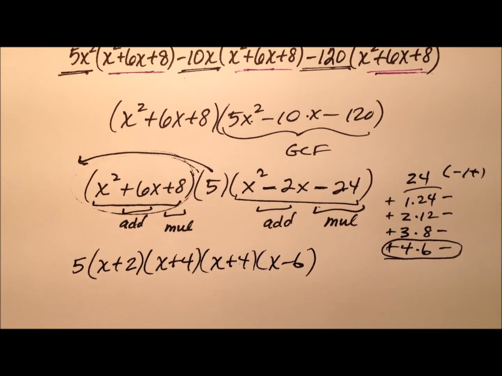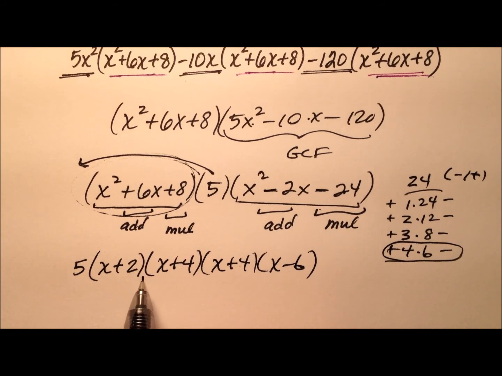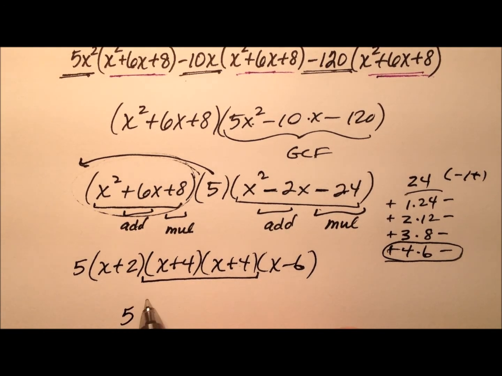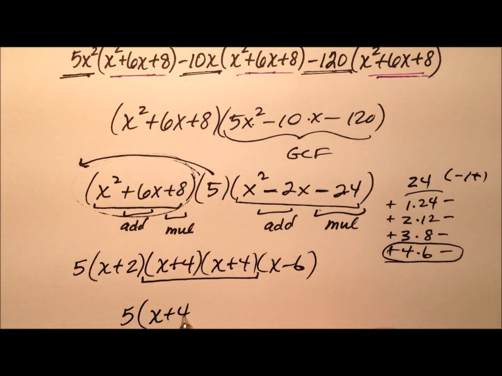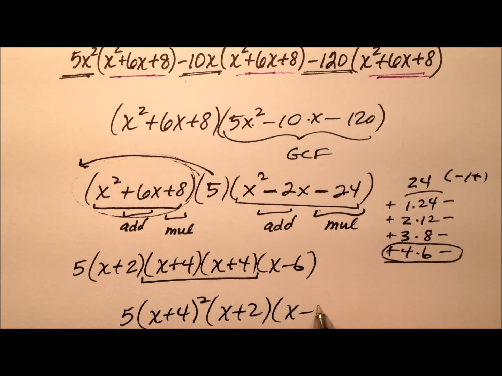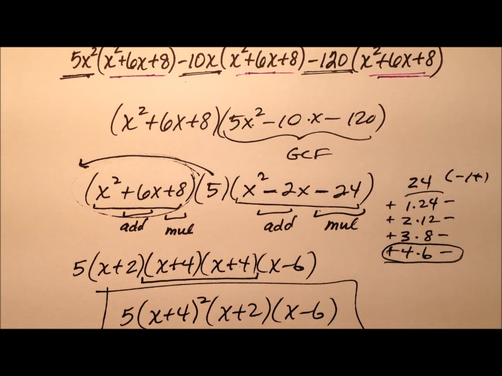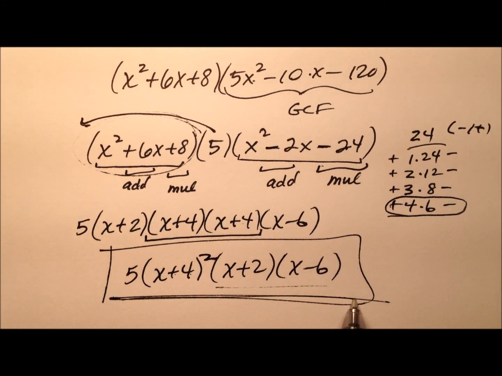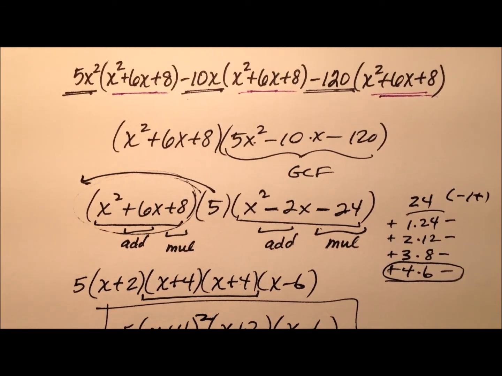And before I write my final answer, I notice that they have a couple of x plus 4's here. So I can say 5 times x plus 4 squared times x plus 2 times x minus 6. And there's the fully factored form. And I just went ahead and put the x plus 4 first here, just after the greatest common factor, because it was squared. And then I just put the following factors after it. So here we go, this is the factored form for the original expression.